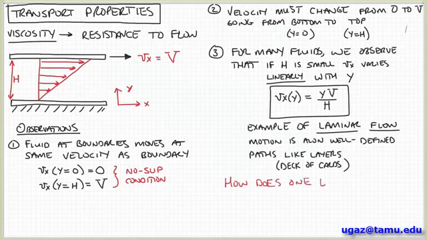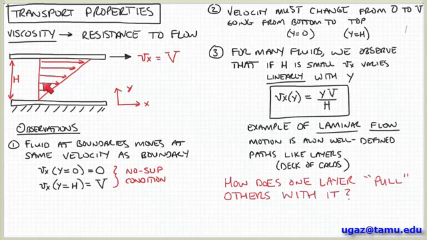Okay, so given this simple description of this flow field that we've shown here, how exactly does one layer that's moving in this laminar flow pull the others with it? What's the relationship between the motion of one layer of fluid and the motion of the other layers of fluid?